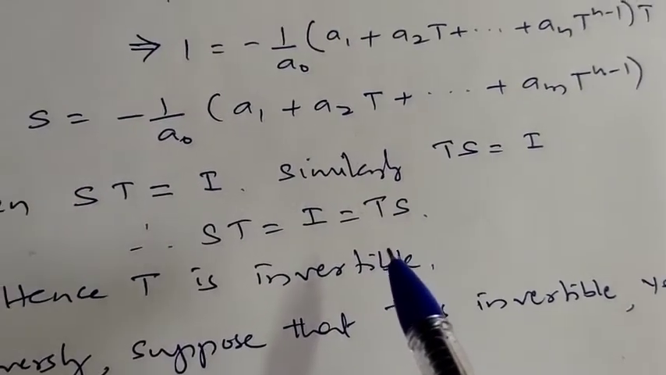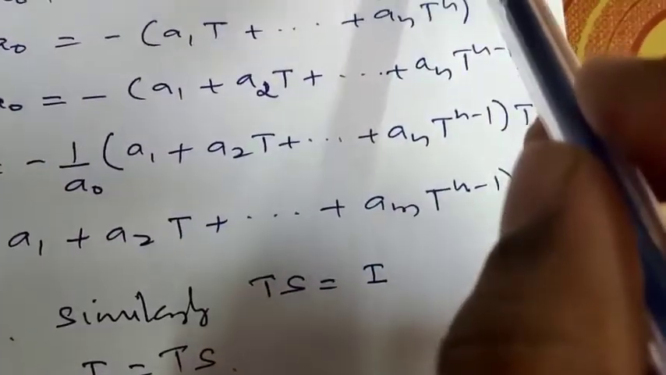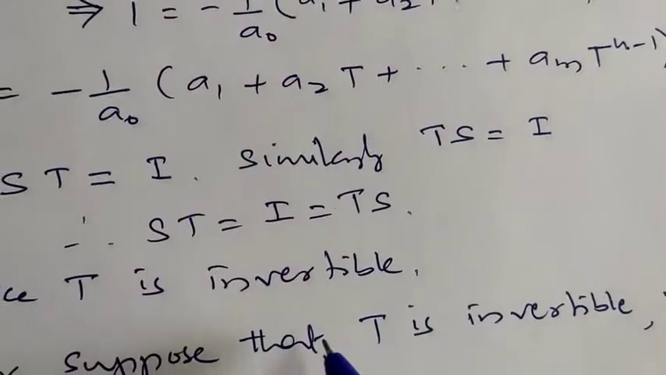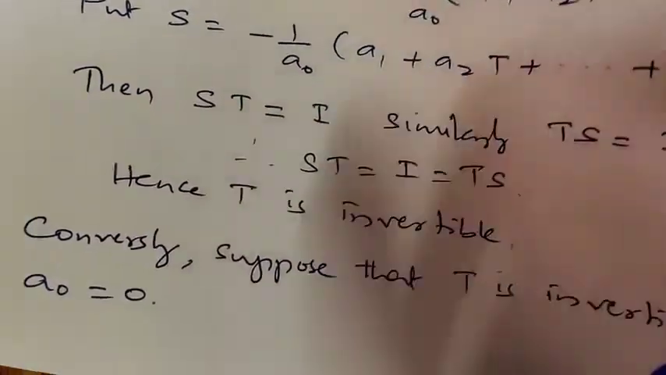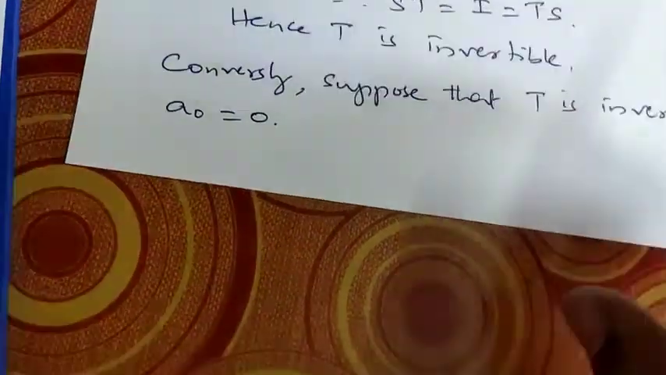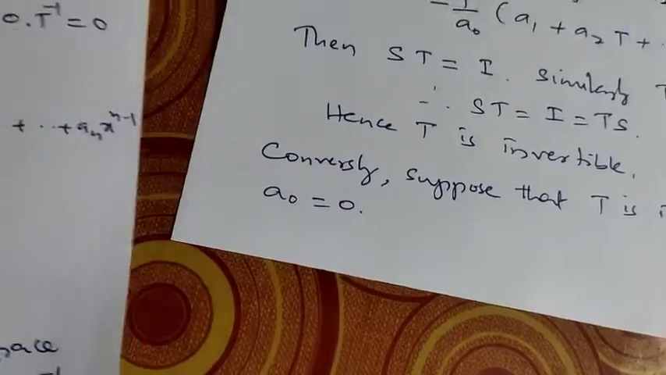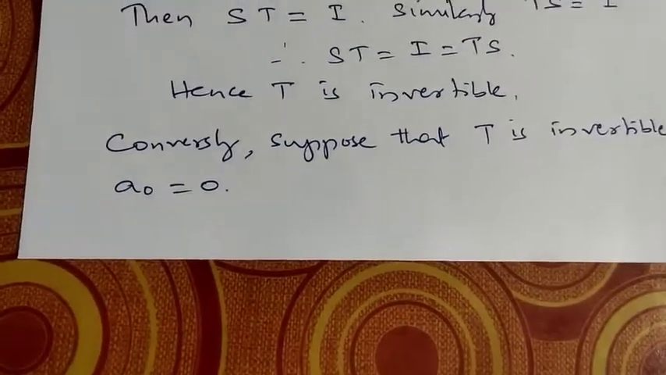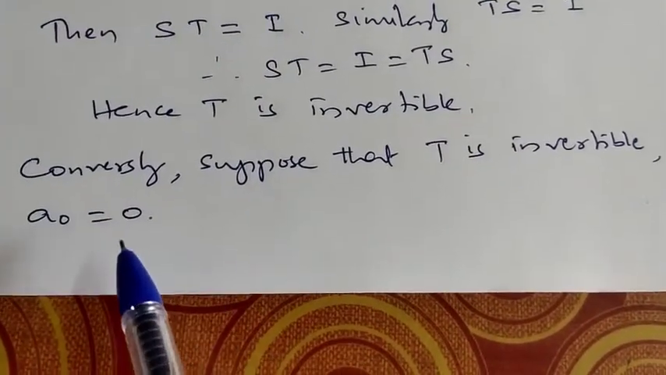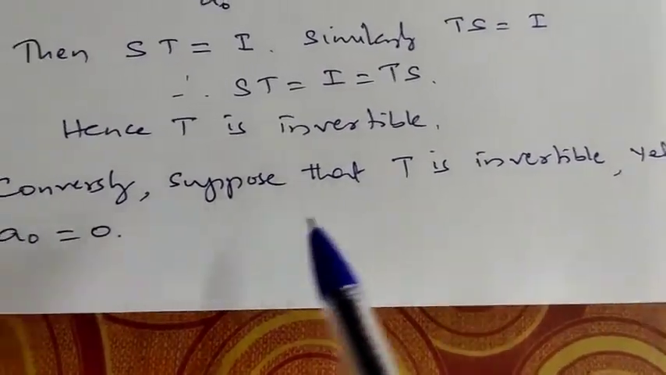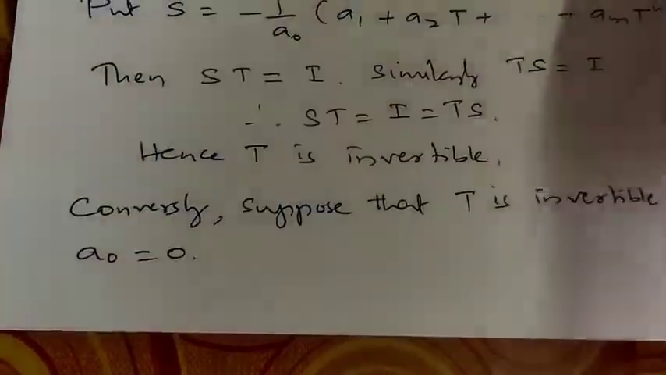So we have assumed that the constant term a0 is not equal to 0, and we have shown that T is invertible. Conversely, you assume that T is invertible, and we need to show the constant term a0 is not equal to 0. If possible, suppose the constant term a0 is 0, although T is invertible. Then what will happen? Let's see.